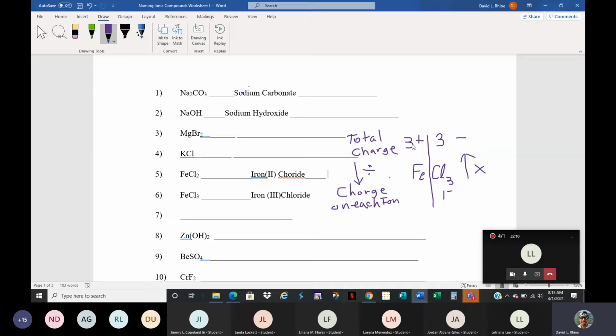Now all I do is divide my total positive charge by the subscript of the metal. And the subscript's 1, so 3 divided by 1 is 3+, and that tells me the charge on the iron ion is 3+, and I represent that in the name as iron 3 chloride.